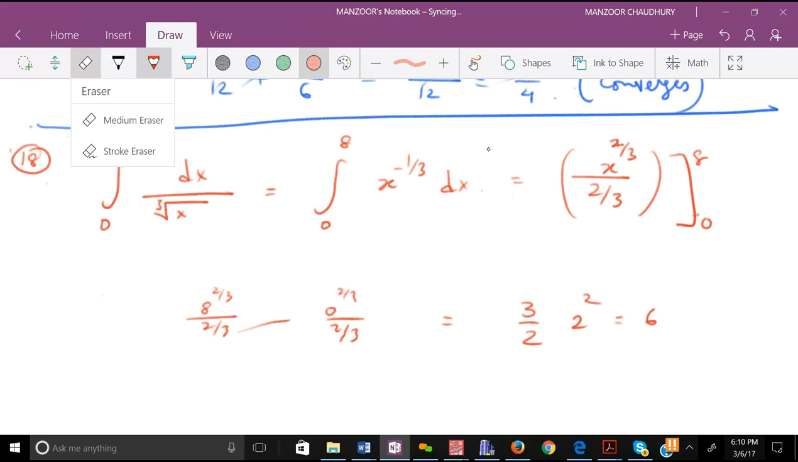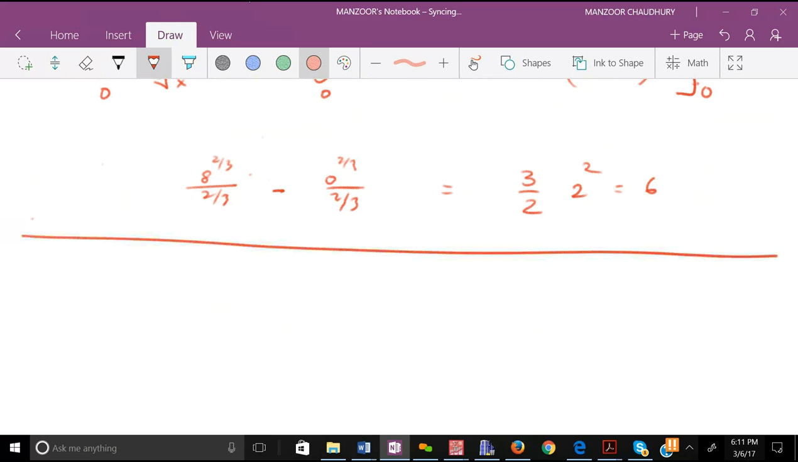Okay. So the next one is 25. So for 25, the denominator is x minus 2. So when you do that, there is a discontinuity at x equals 2. So you want to break it into two parts, okay? When you break it into two parts, you have 0 to 2, you have something.